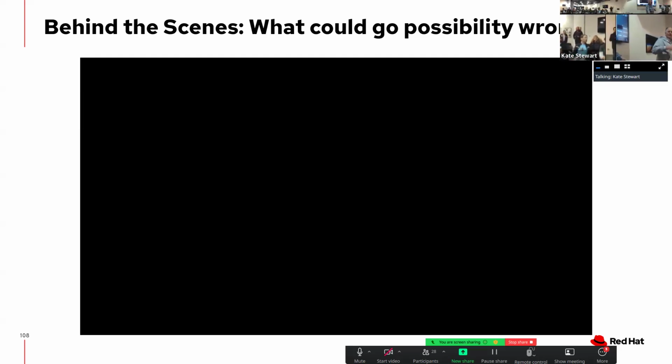There are a few questions online. The last one is, does ComposeFS support dm-verity? Yes, basically ComposeFS takes the read-only file system and creates a file system out of it, and then uses dm-verity on top of that newly created file system to guarantee separation.